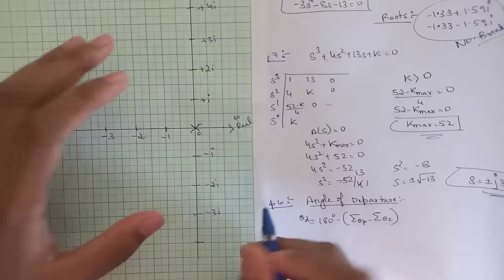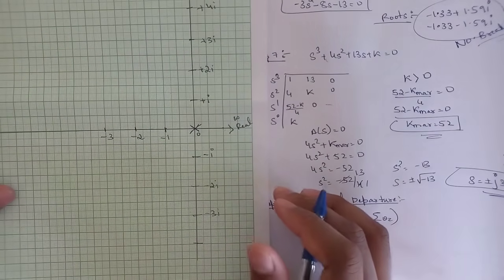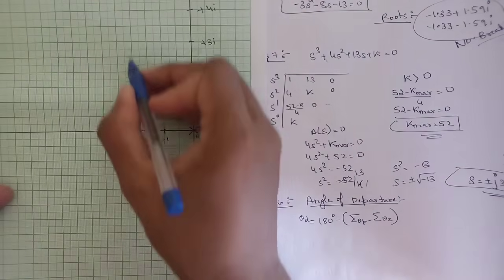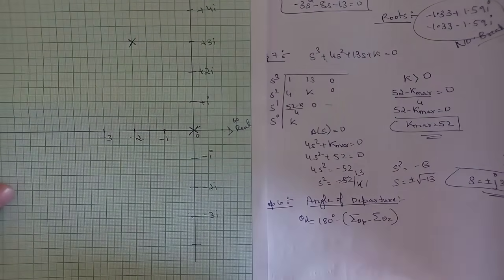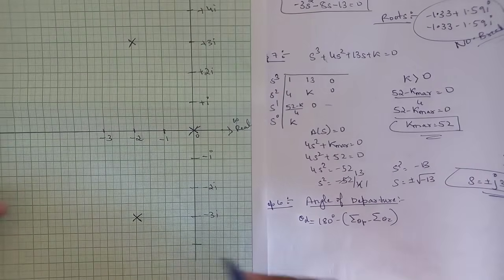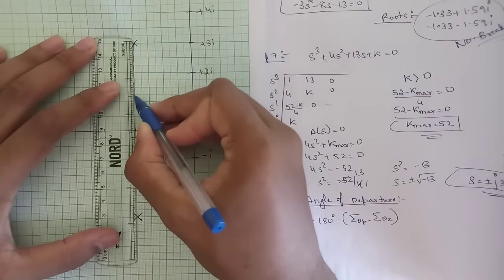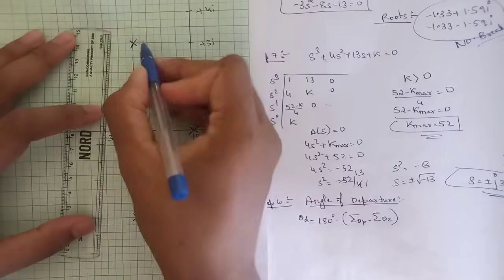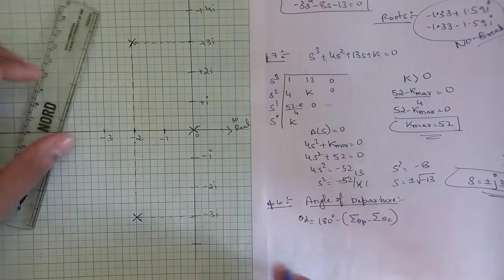So one pole is at origin, one pole is at minus 2 plus 3i, right? So yeah, minus 2 plus 3i, so here is one pole. Okay, similarly we have one more pole, that is minus 2 minus 3i. Okay, so after that, after the complex poles, we need to join them, right? So join it with respect to origin, right?